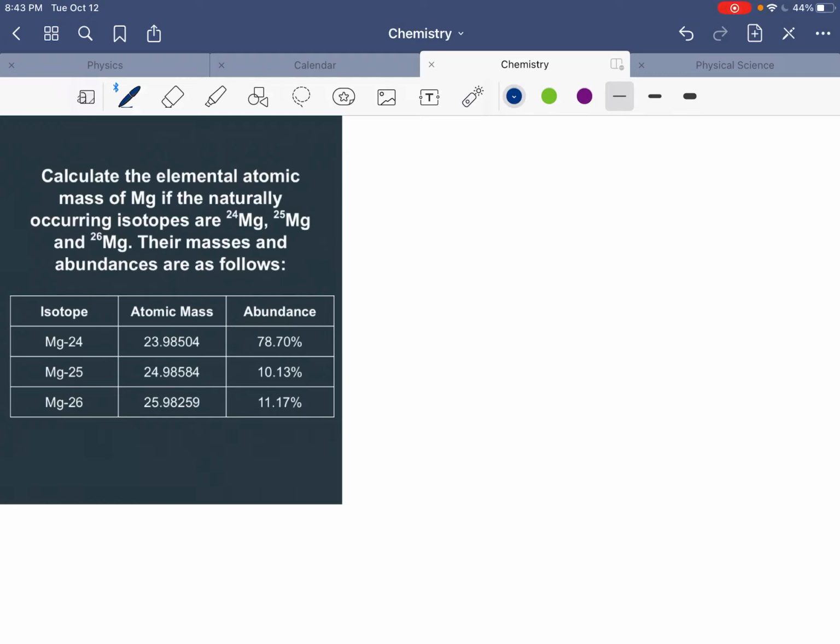Today I'm going to be going over how to do the average atomic mass. Yesterday in your guys' science notes, you were looking at the different equations that can be used for finding the average atomic mass. So today we're just going to be doing some extra practice on that just to make sure that you really understand how to use these equations.